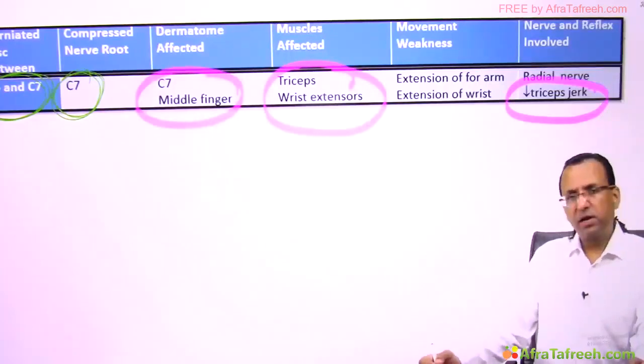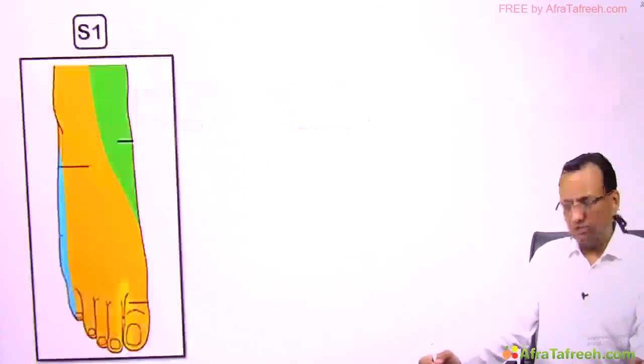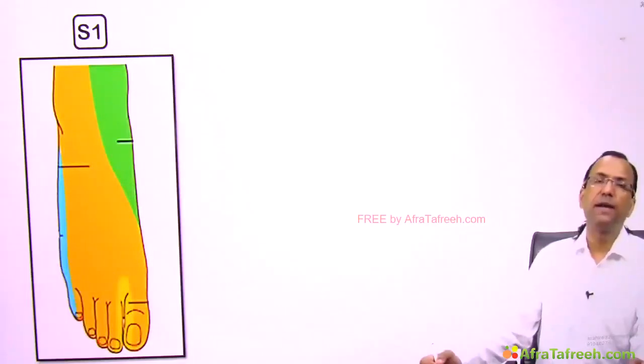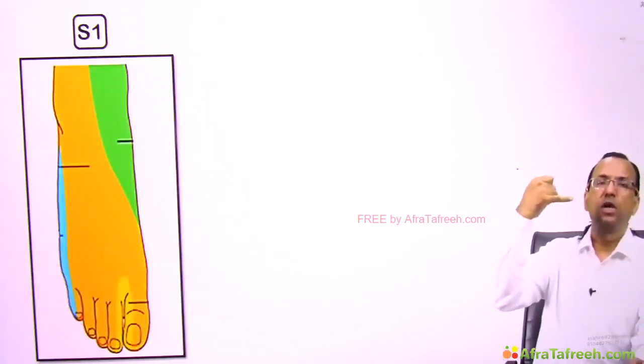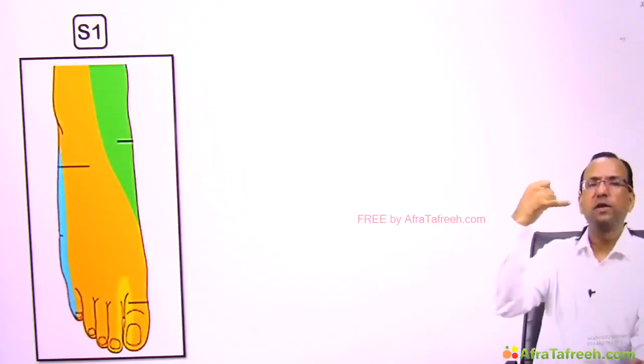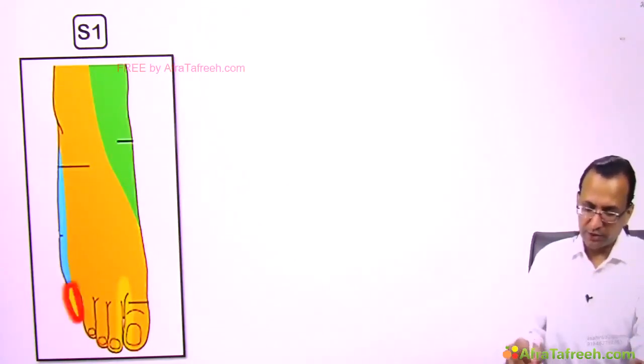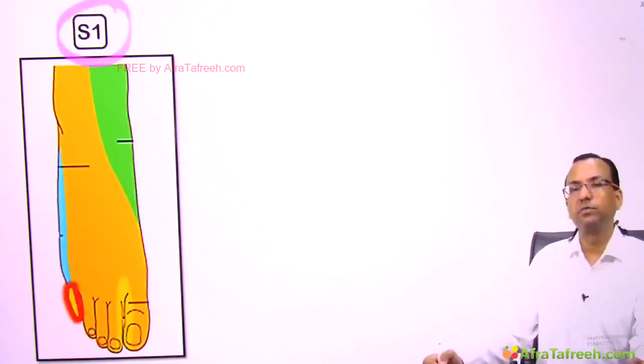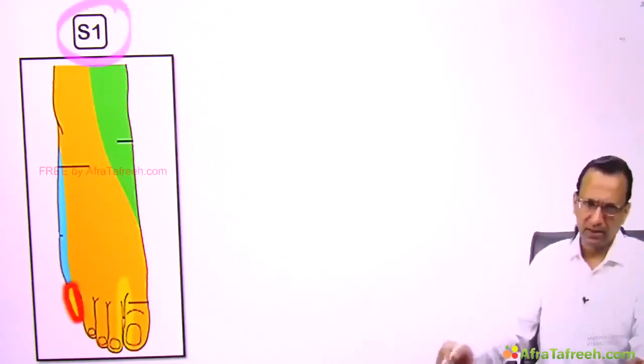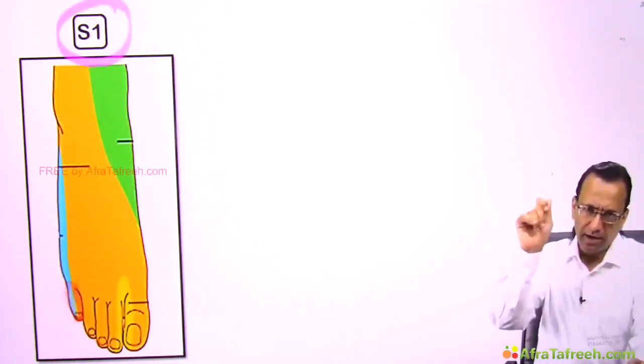What about the lower limb? Yes, a lower limb case has come. They are telling, I have a burning sensation in the little toe. And you know the little toe is S1 dermatome. Now you check the S1 myotome. How do you check it? I'll take a knee hammer and hit here.